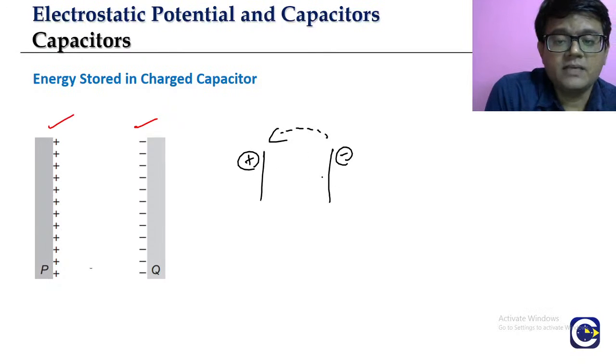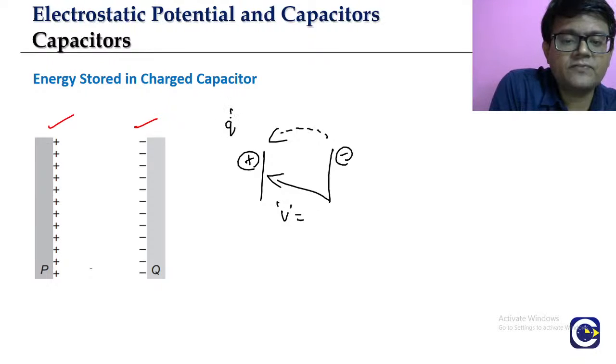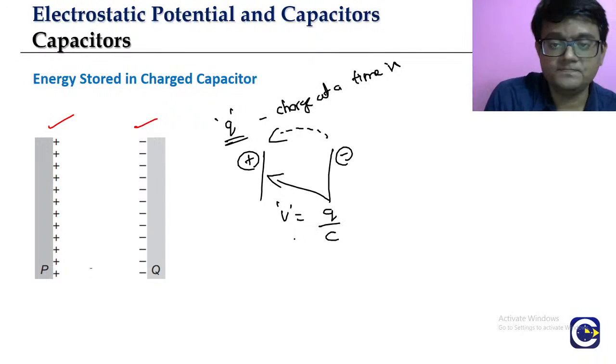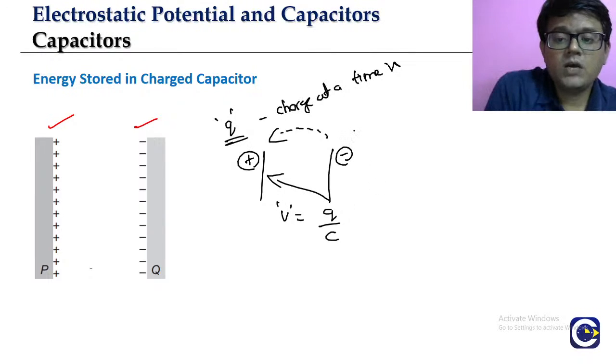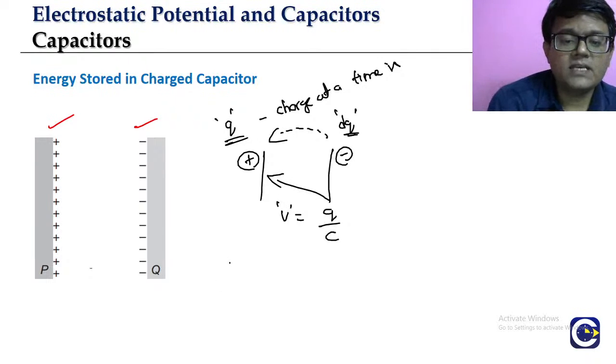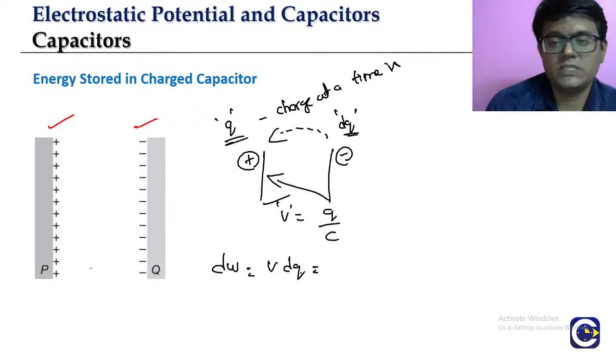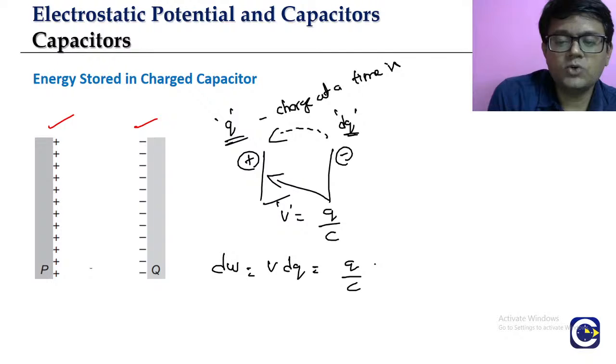Once the charges are moved, there will be a potential difference between the two plates, which we represent by the symbol V. What will be the potential difference at an instant of time? Let us say the charge at that time is small q. The potential difference between the two plates will be q by C. Now when we move a small amount of charge dq, what is the work to be done? We are moving it through a potential difference of V, so the work is V into dq, which is q by C into dq.